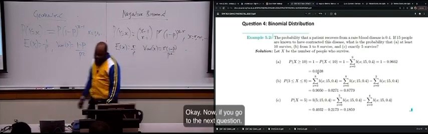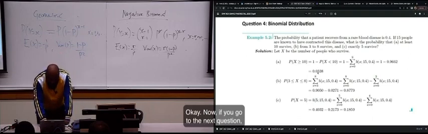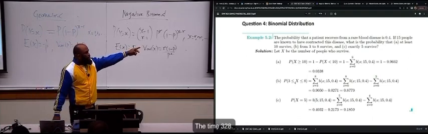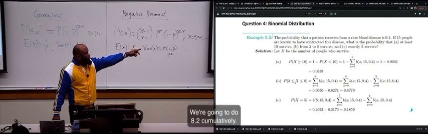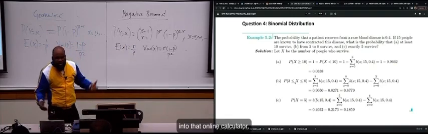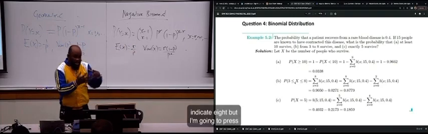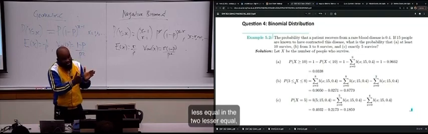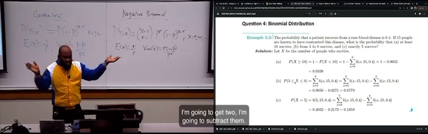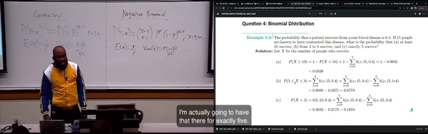Okay, now if you go to the next question, 3 to 8, right? The other time, 3 to 8, we're going to do 8 and 2 cumulatively. All I'm going to do is go into that online calculator, indicate 8, but I'm going to press less or equal, indicate 2, less or equal. I'm going to get 2 values, I'm going to subtract them, and we're actually going to have that.